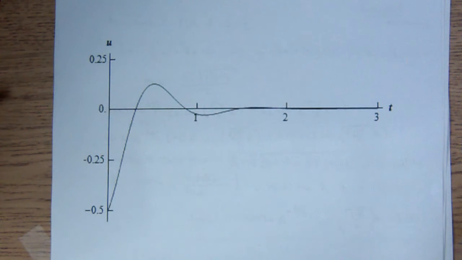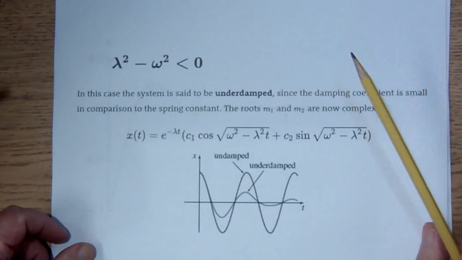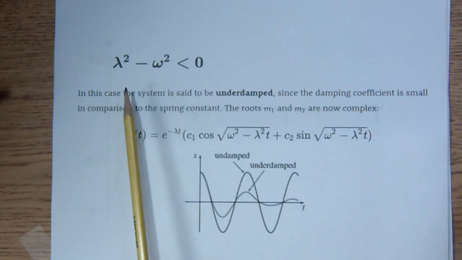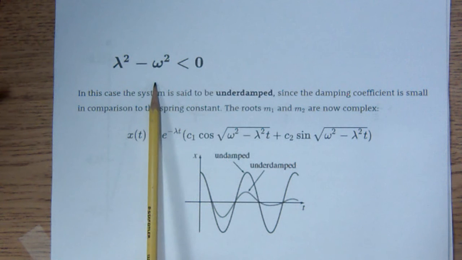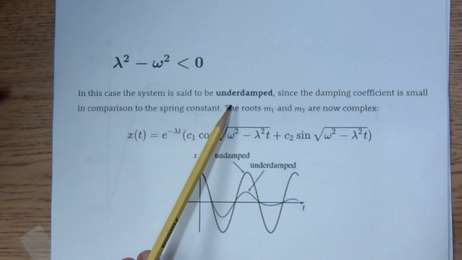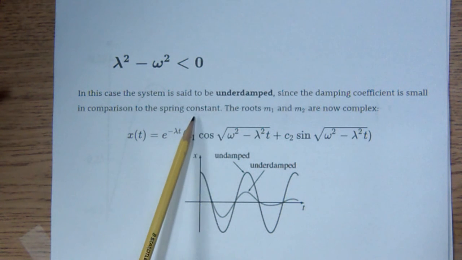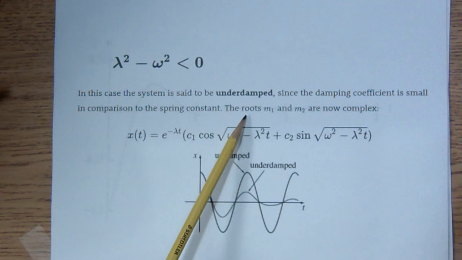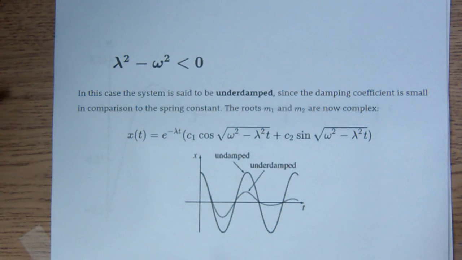Now, you remember that the reason we got the sines and cosines was that the discriminant was less than 0, so lambda squared minus omega squared is less than 0. In this case, we say the system is underdamped since the damping coefficient is small in comparison to the spring constant. The roots m1 and m2 are now complex; in fact, they're complex conjugates of one another, and this is what they are. You can see the undamped system that we had being compared here to the underdamped system. We do have it damping out, but we do have oscillation because this is underdamped.